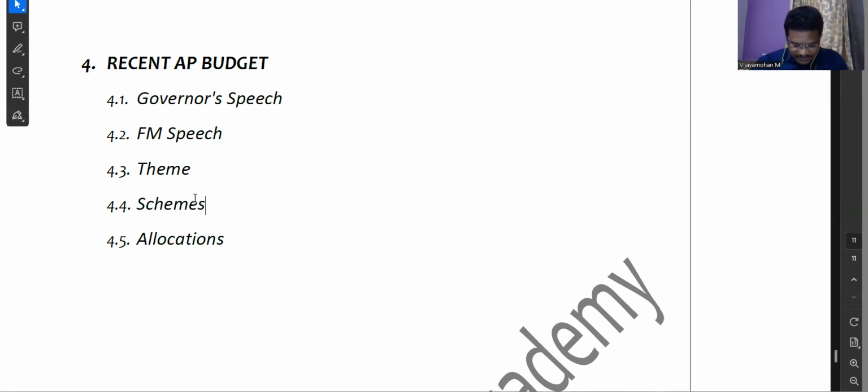For example, if you take the recent AP budget, there was a focus on all the welfare angles like education, health, women empowerment, then farmers' welfare. So you need to collect and observe these themes. Why? Because questions will basically be from those themes only, right? Then what are the schemes and what are the allocations?